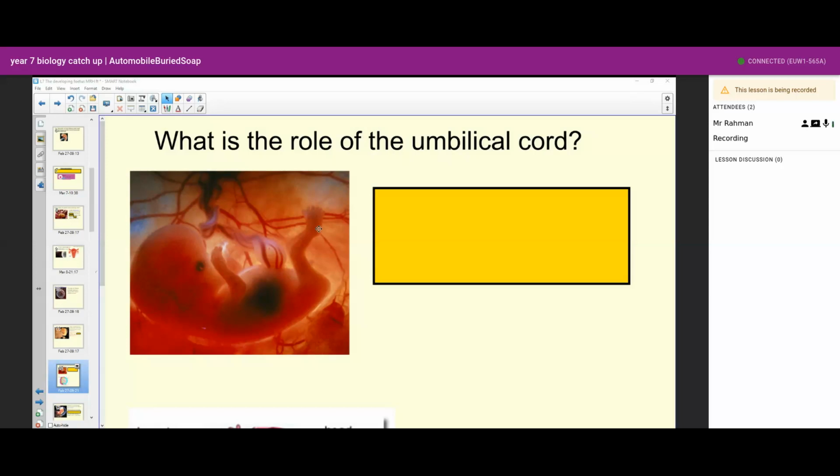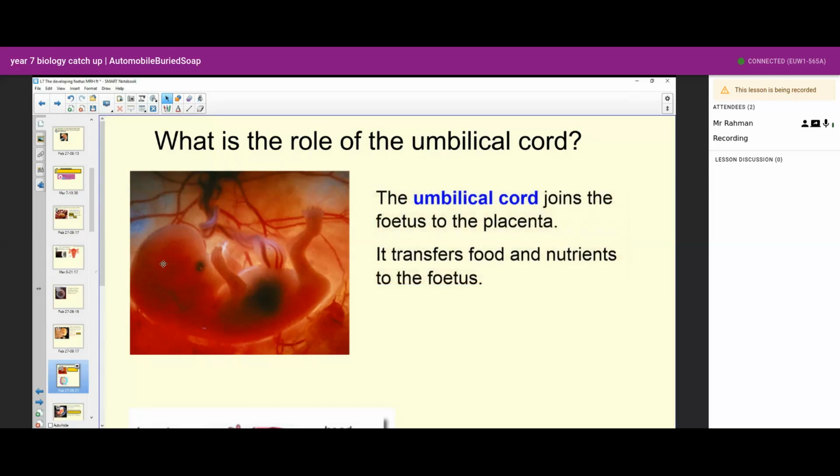So the role of an umbilical cord, some of you mentioned already, is that it joins the baby fetus to the placenta, and it helps transfer food and nutrients to the fetus through that cord. So when you guys were an embryo in your mother's womb, obviously you can't eat like you do now through your mouth. You were fed through the umbilical cord.